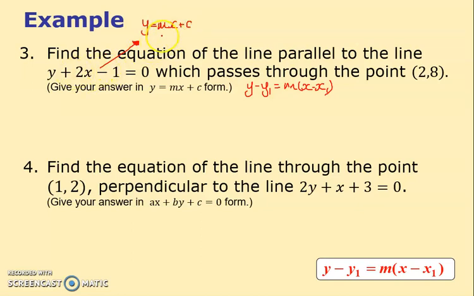And it's quite easy to get to. I move the 2x over, minus 2x. I move the minus 1 over, plus 1. And you can see it's got a gradient then of minus 2. So any line which is parallel to it will also have an m value of minus 2. So going through the point 2, 8, y minus 8 equals minus 2 up to x minus 2. And we haven't got a fraction this time, just multiply it out. y minus 8 equals minus 2x plus 4.